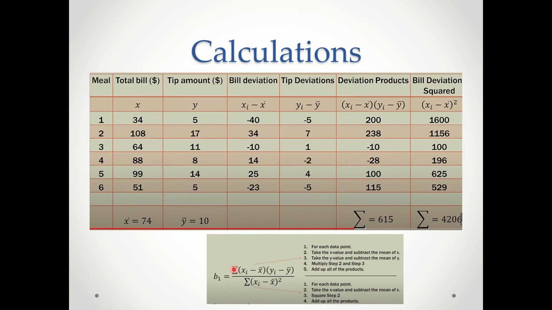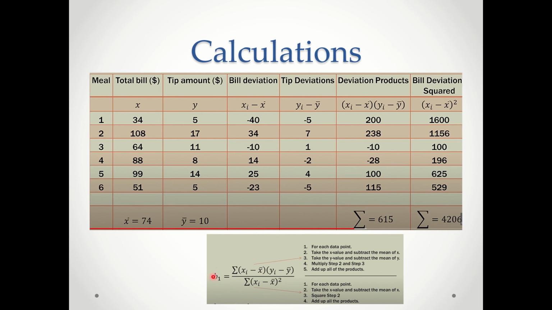If you are applying this particular formula, what will you do? You will find x bar, you will find y bar, then find xi minus x bar and yi minus y bar, then multiply them. You are just filling in some values here. You have calculated x bar and y bar. Xi minus x bar is nothing but the bill deviation, and yi minus y bar is the tip deviation. So these two terms are done. Then you multiply them and find that, and this is nothing but this formula.